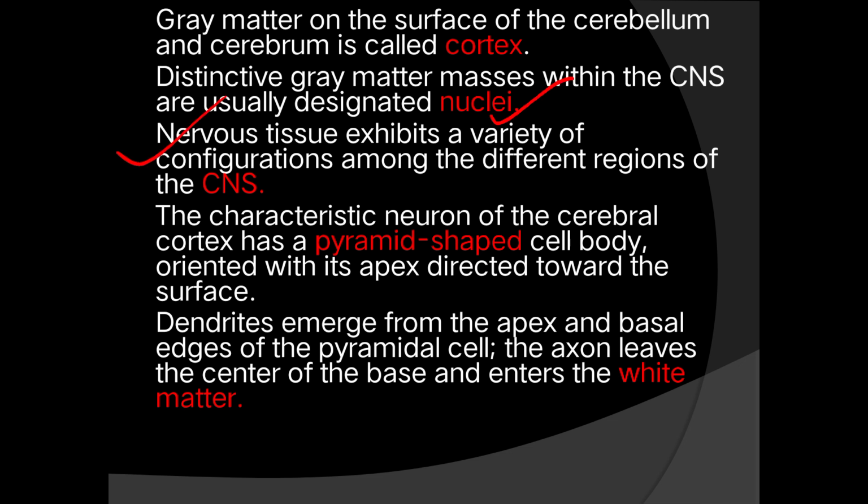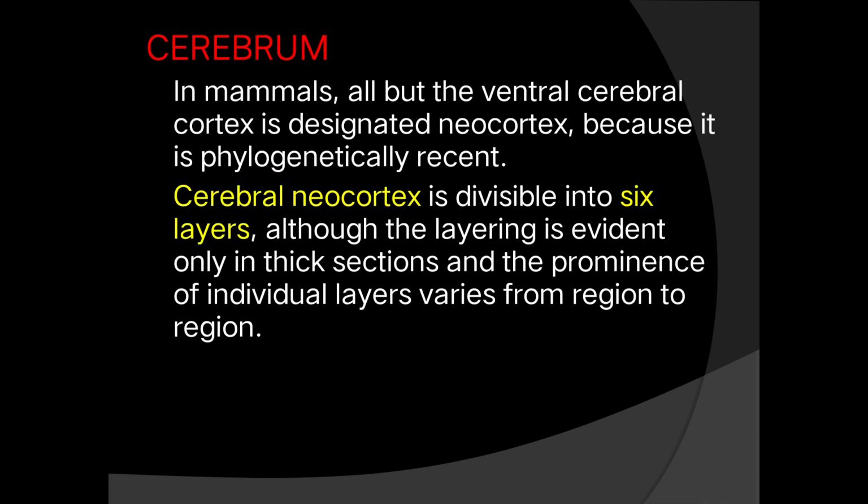Nervous tissue exhibits a variety of configurations among the different regions of the central nervous system. The characteristic neuron of the cerebral cortex has a pyramid-shaped cell body oriented with its apex directed towards the surface. Dendrites emerge from the apex and basal edge of the pyramidal cell, and the axon leaves the center of the base and enters the white matter.